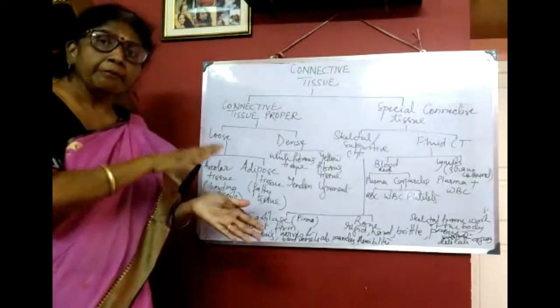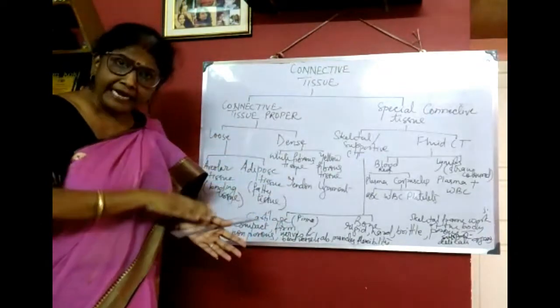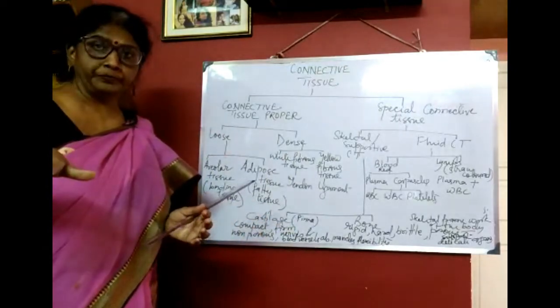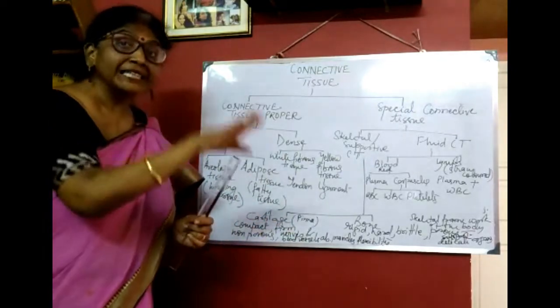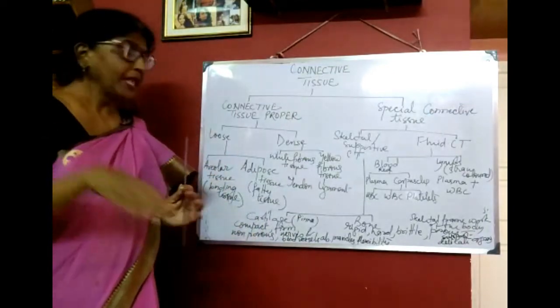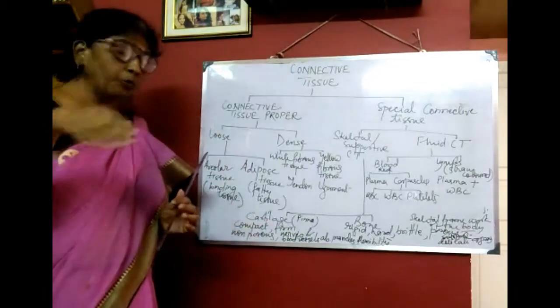Tendon connects muscle to bone. Ligament connects bone to bone. This is very important. Tendon connects muscle to bone and ligament connects bone to bone.